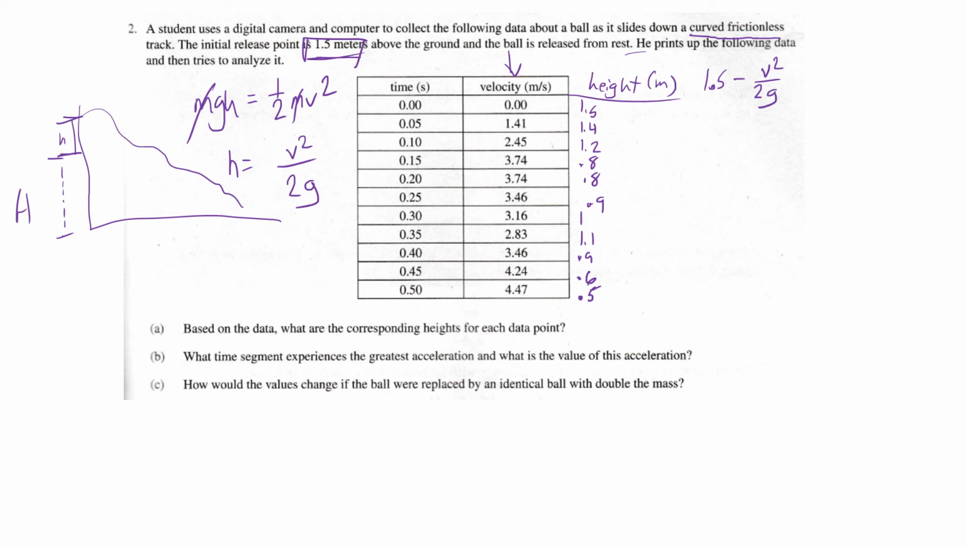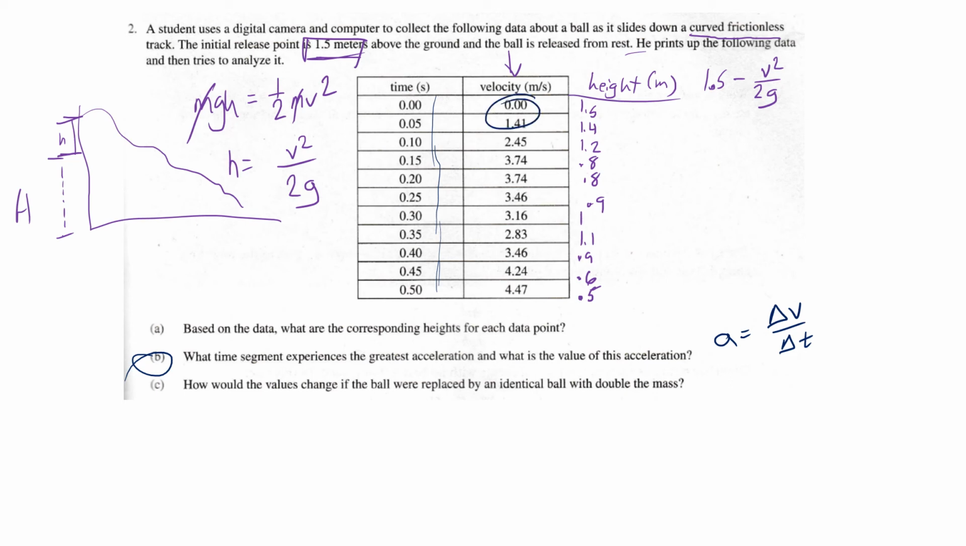What time segment experienced the greatest acceleration? What is the value of the acceleration? All right, so when we're talking about B, we're talking about acceleration. What's the formula for acceleration? It's the change in velocity divided by the change in time. So which one has the biggest change in velocity? Easy, because they all have the same delta t. So which one has the biggest delta v? It is going to be this first section there.